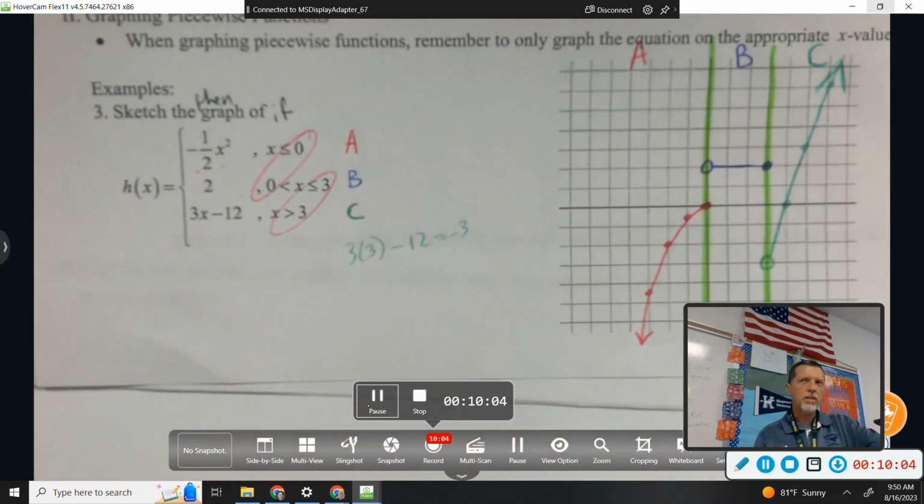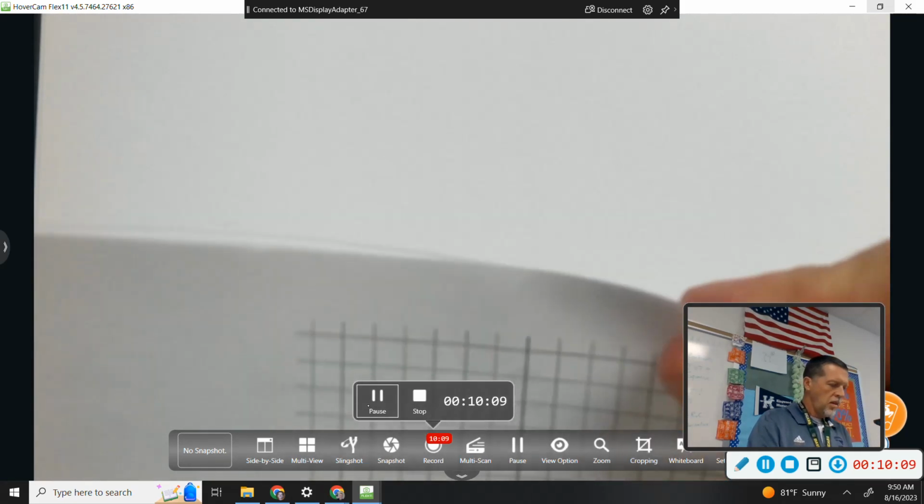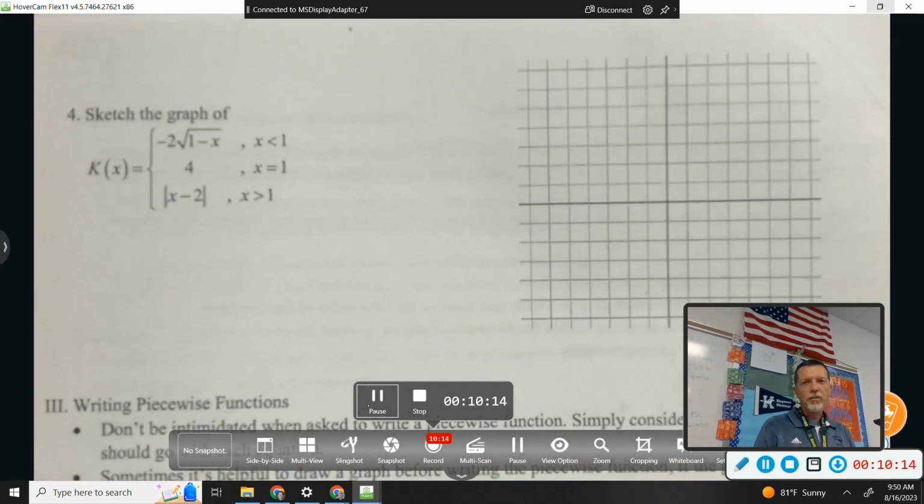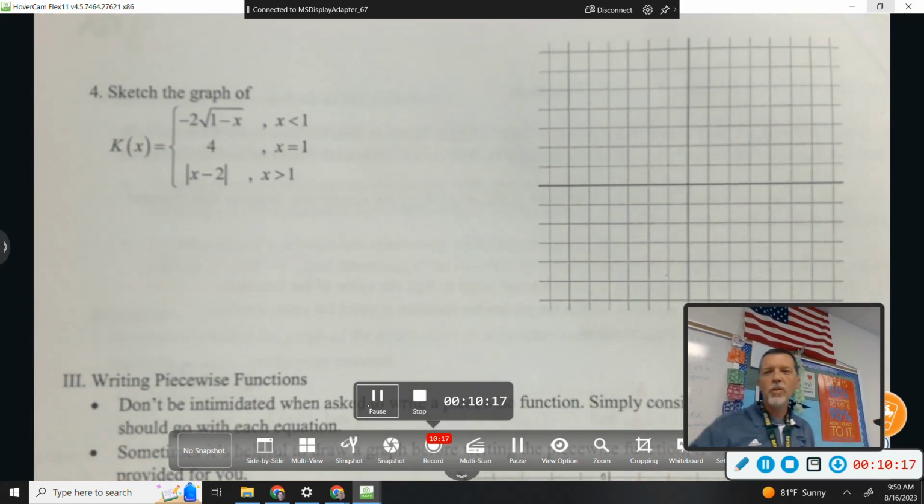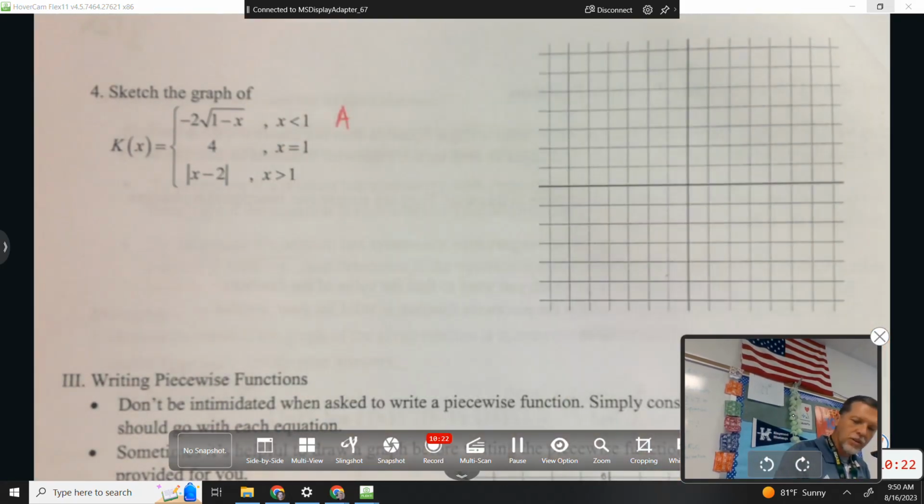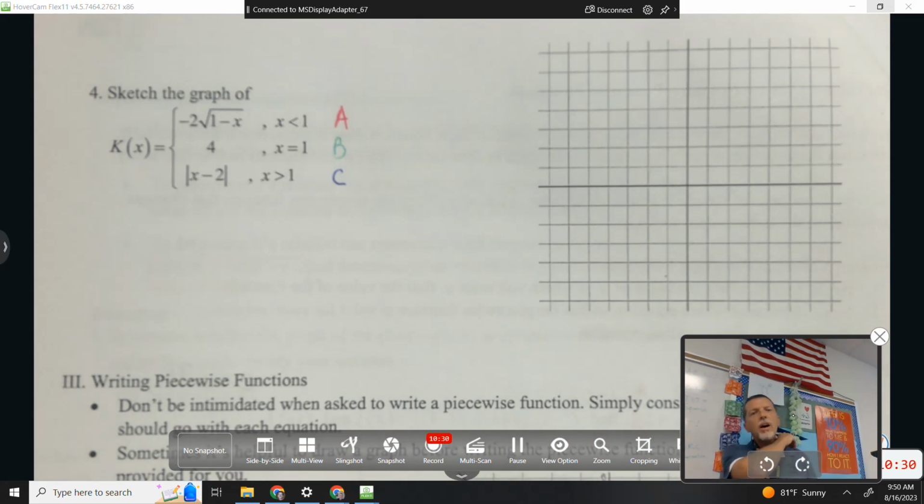Any other questions on piecewise graphing? All right, why don't you try number 4? Again, building walls is up to you, and using colors is up to you. I kind of go overkill on trying to keep everything straight. If you are going to build a wall, where would your wall or walls be?